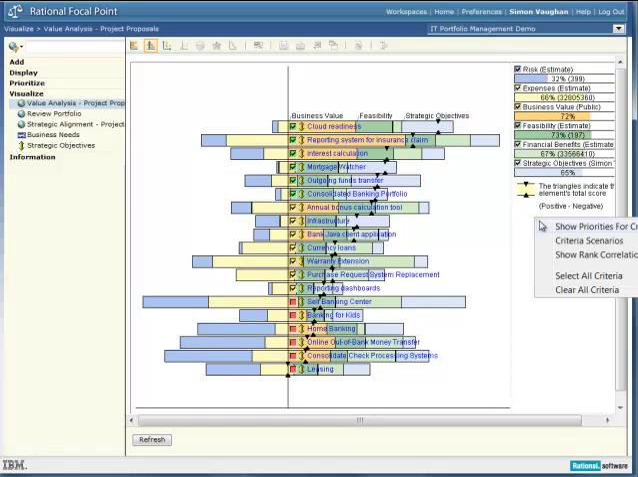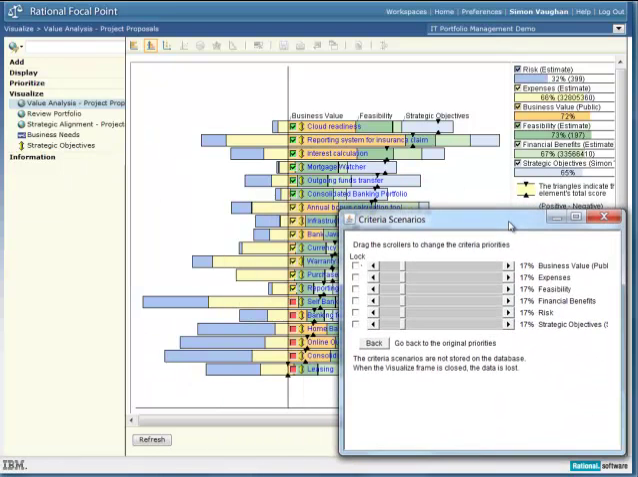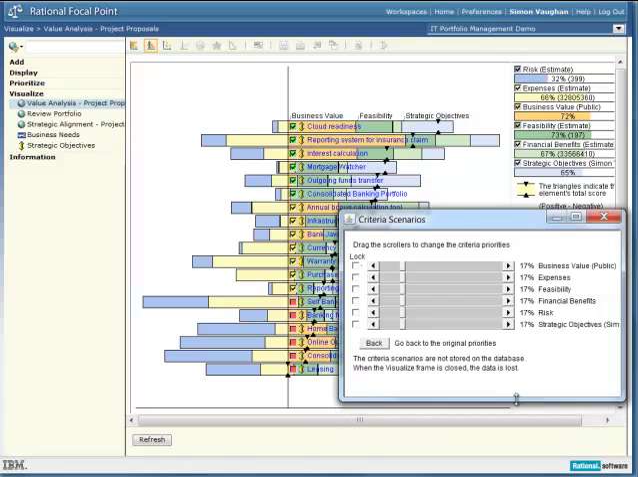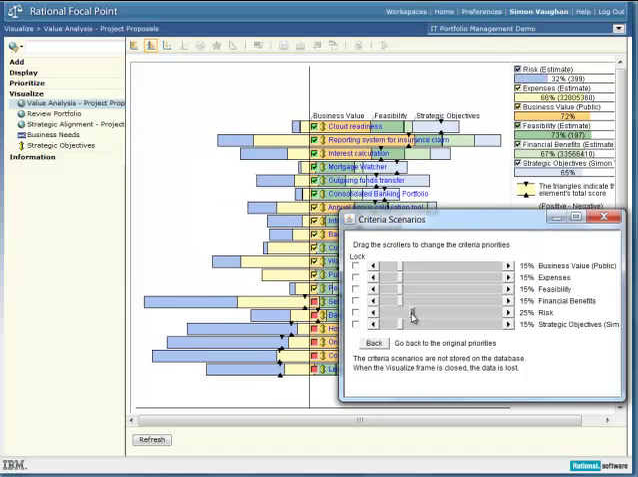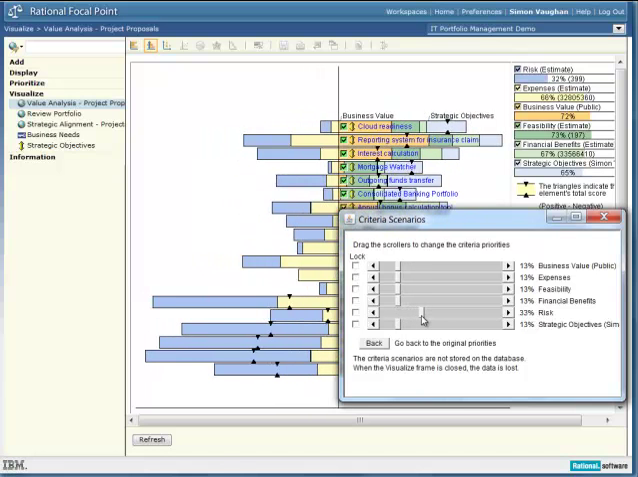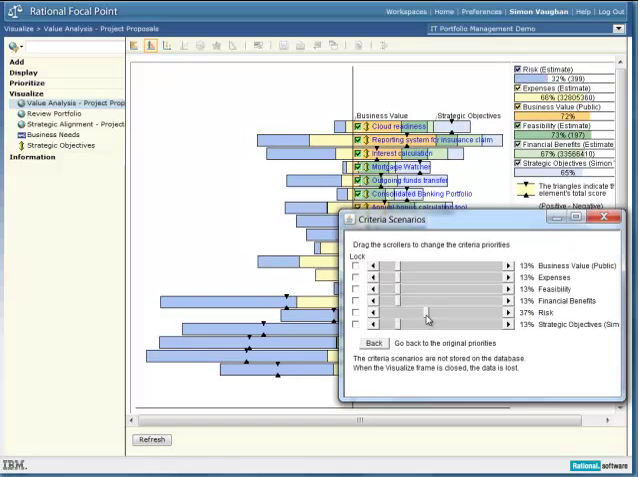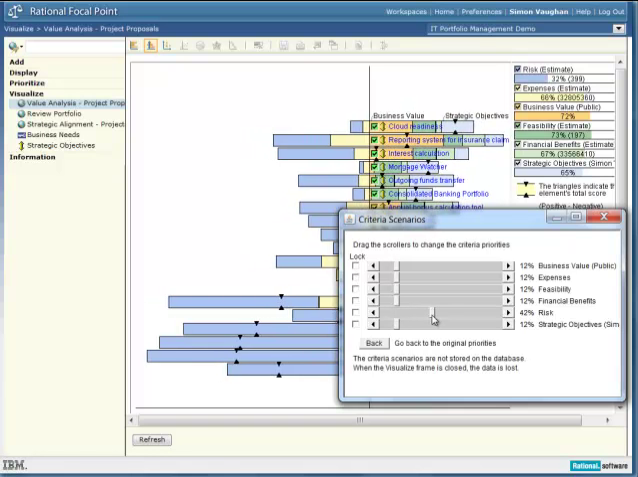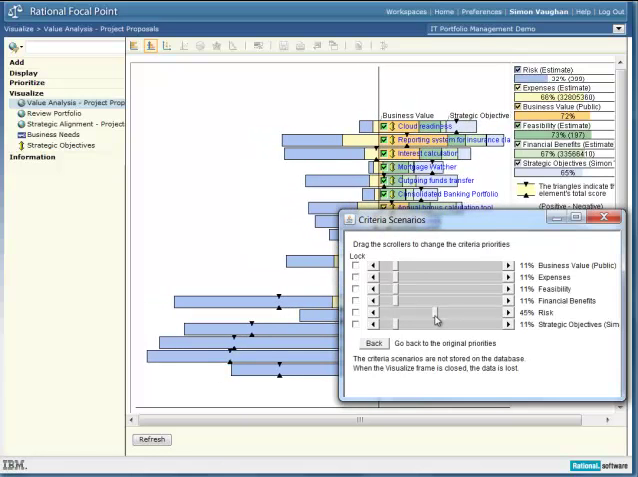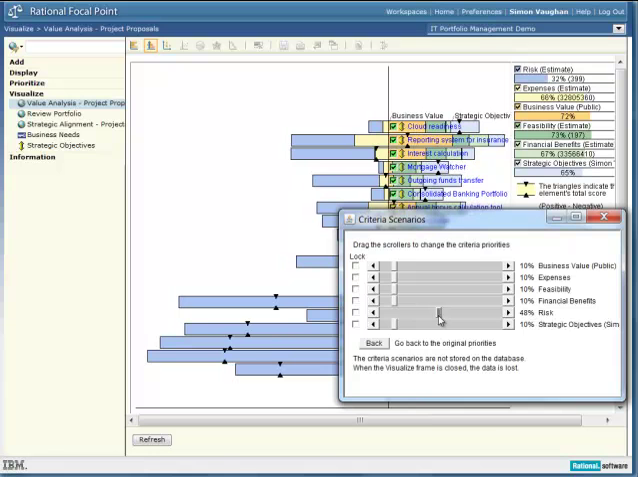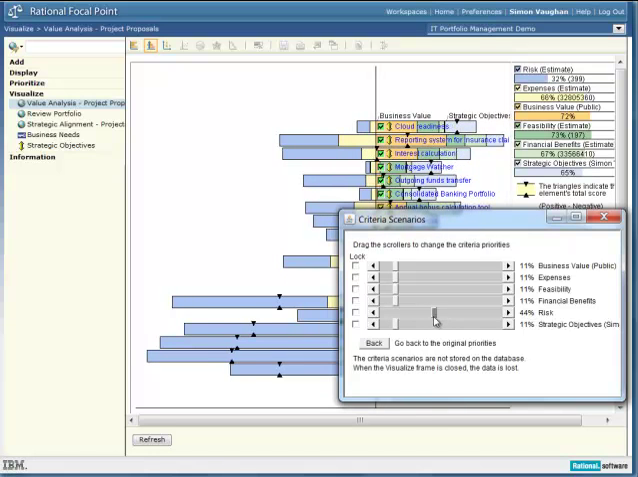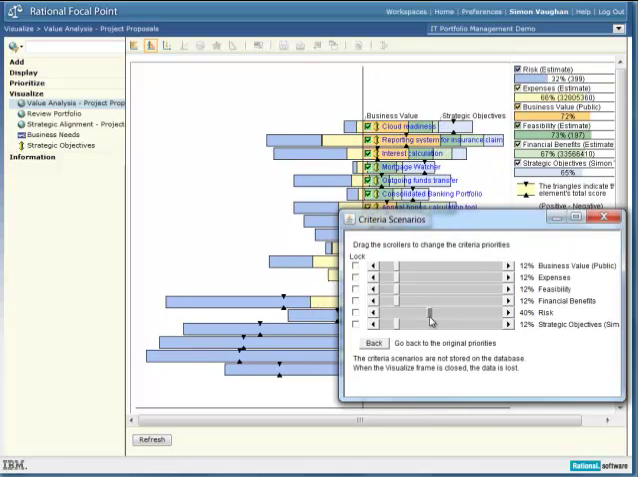We can also take into account things like the different scenarios of, well, if the business changes direction and we become much more risk averse, if we change the weighting of risk as one of our criteria, then how does that impact on the potential list of initiatives? And you can see that as I'm adjusting the weighting of these criteria, then the rank ordered list is changing in the background.